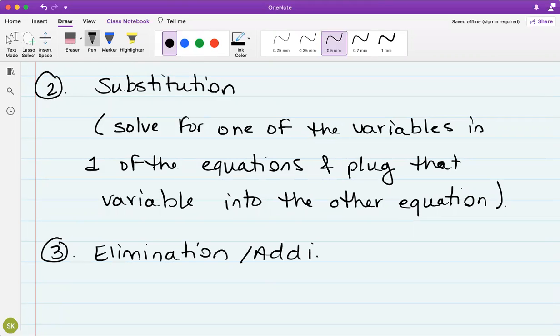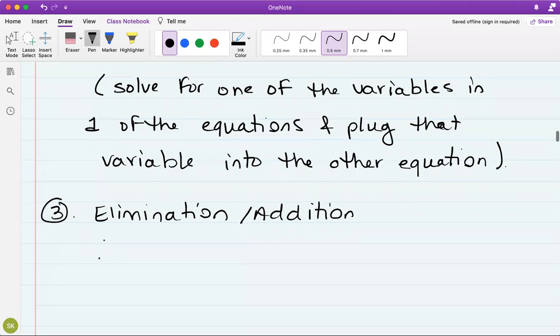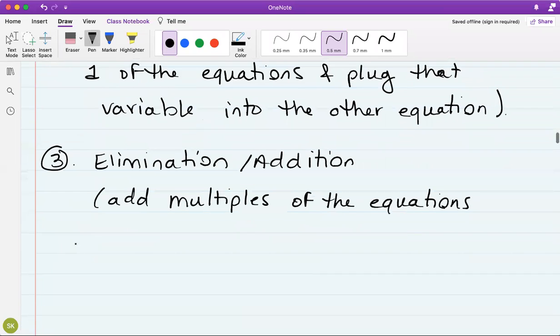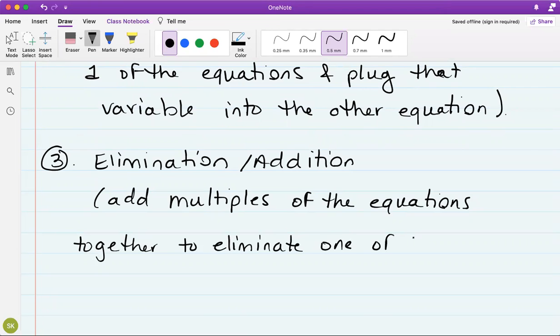And what you do for this method is you add multiples of the equations together to eliminate one of the variables. I'll show you how to do that.